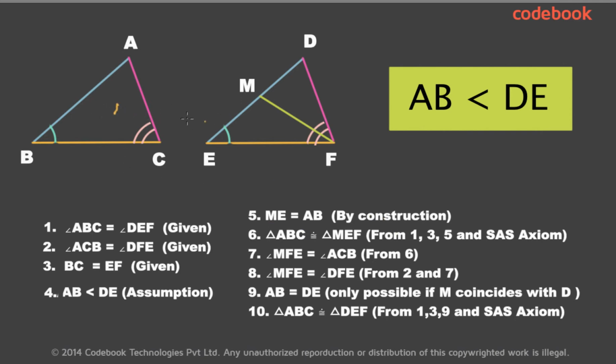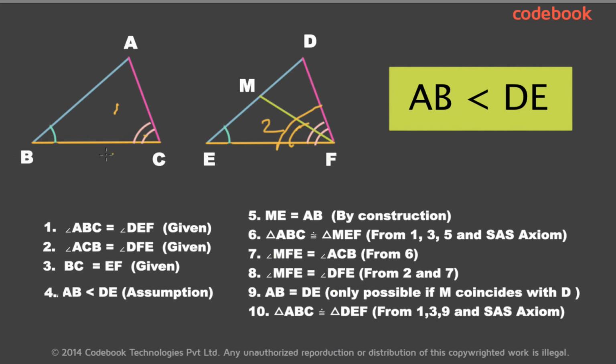Because these two triangles are congruent, their angles should also be equal. So angle MFE should be equal to angle ACB. But we know that angle ACB is equal to angle DFE, which is given. So MFE should be equal to DFE. Again, that can only be possible when M coincides with D. So if M coincides with D, then basically ME is equal to DE. And we have constructed ME such that ME is equal to AB. So it means that AB should be equal to DE.